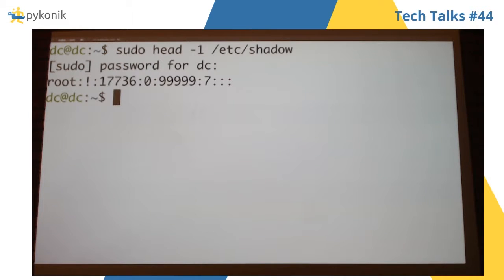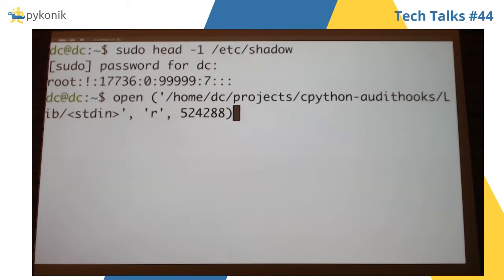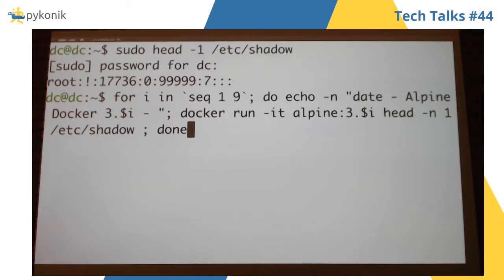So if I type it here, you can see that the root user has this exclamation mark in the second column. This means that you cannot log into the root user with a password. So the only way to log into the root account on this machine is to be in the sudoers group as a user. So let's see how it is with Alpine Docker images.